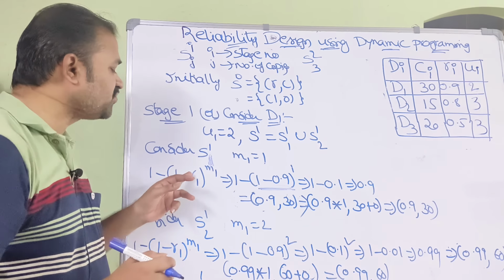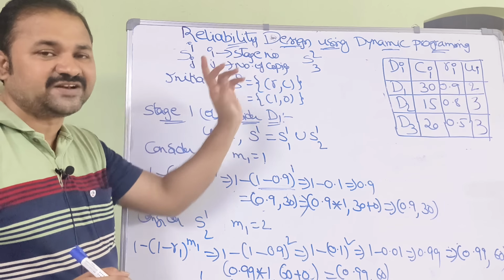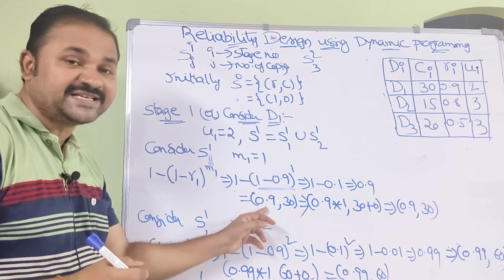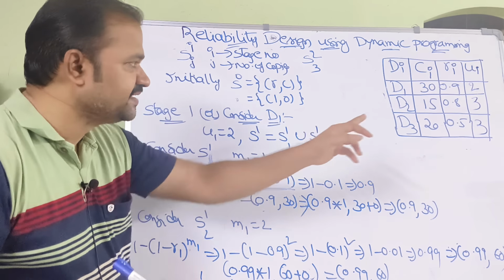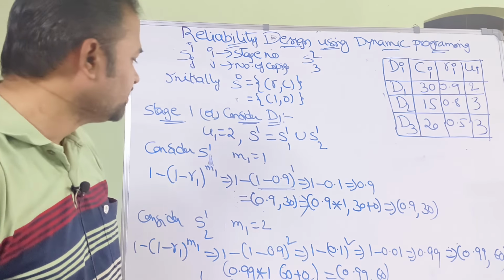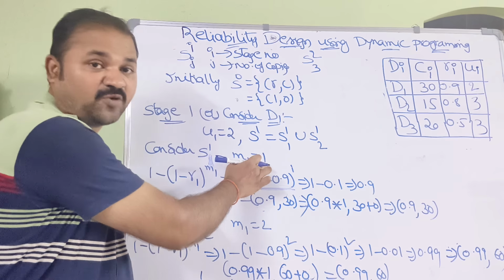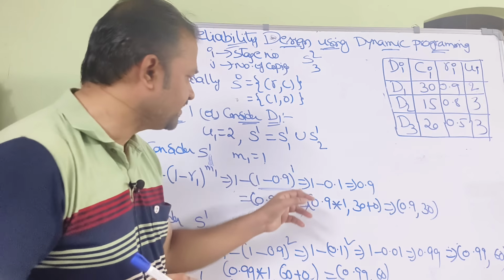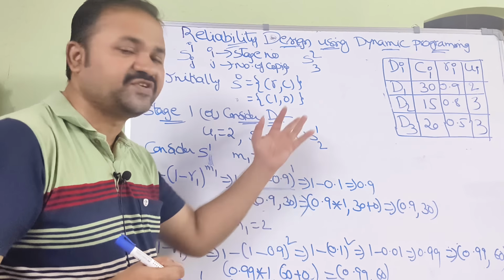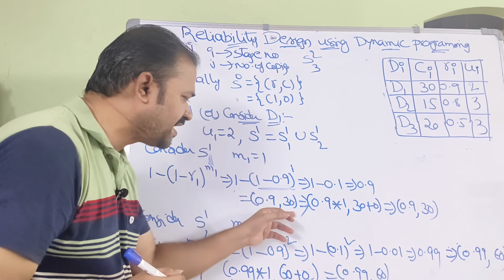Here what is the cost of the first device? In the pair, the first one is reliability, the second one is cost. Now we got reliability as 0.9. What is the cost of device 1? The cost of the first device is 30. Here how many copies do we have? We are maintaining only 1 copy. So that's why here we have taken only 30. This 30 means cost of the first device. That is, we got 0.9 comma 30.